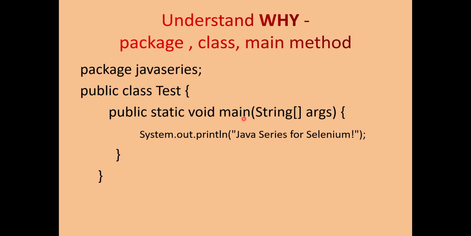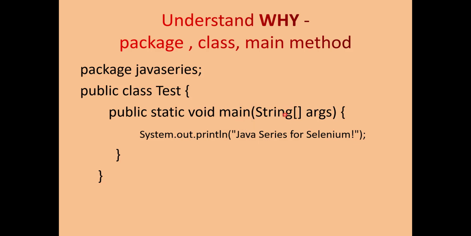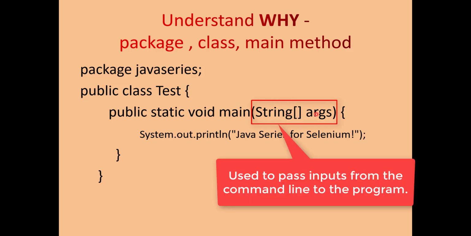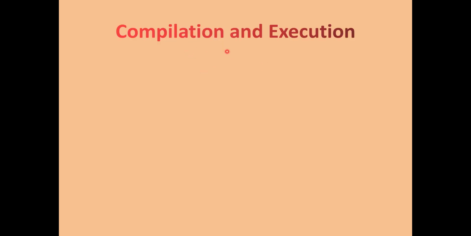Then we have the method name, main. This is the name given in the Java specification. That's why we need to strictly use main here. Then we have String array args. Args is the parameter used to accept command line arguments when you run the Java program from the command line, and when you want to pass some parameters to your Java program, we can accept those values using this args parameter. If you want, you can change this parameter name, but the other things like public static void main and String array have to be the same, otherwise your program will not execute.